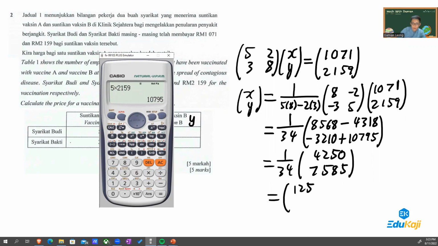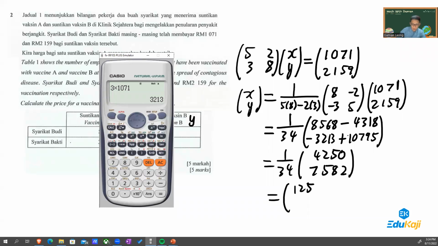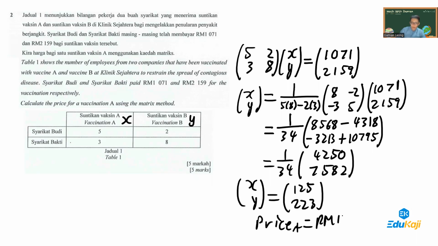So it's 3 times 1071. So there's a 3 here, which means I have minus 3 here. So 7582 divided by 34, 223. So x, y is 125 and 223, which means x is 125. I just want the price of vaccination A, which is 125 ringgit. Yeah.